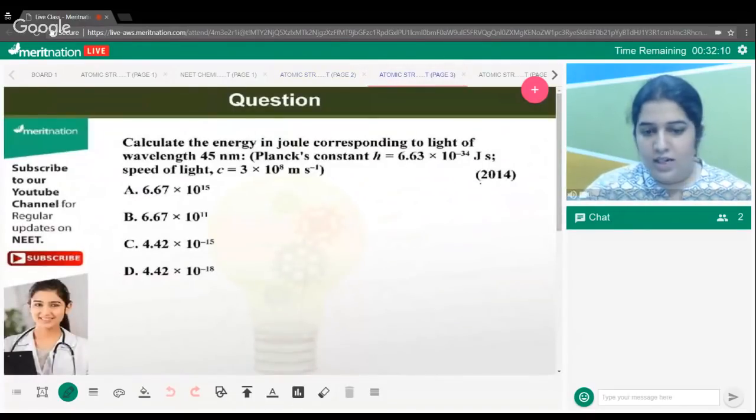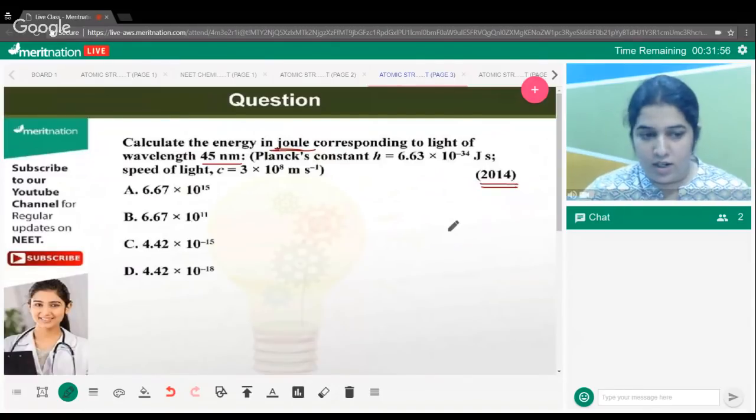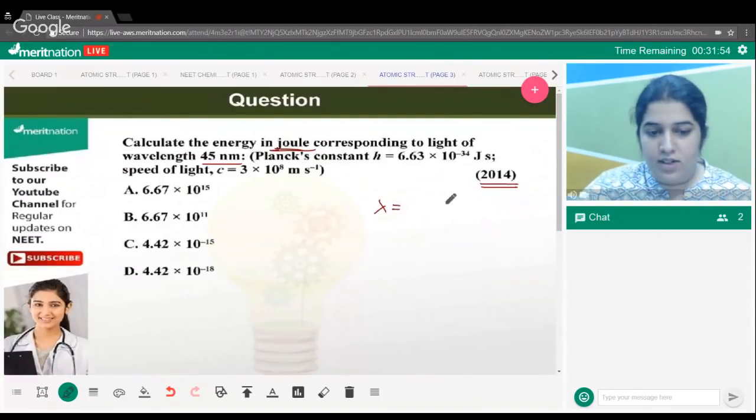This was asked in NEET 2014. Okay. Calculate the energy in joule corresponding to light of wavelength 45 nanometer. So whatever is given in the question, keep on writing down that data. Lambda wavelength is given to us as 45 nanometer. Now, how do we convert nanometer to meter? How do we convert nanometer to the SI unit? We multiply by 10 to the power minus 9.